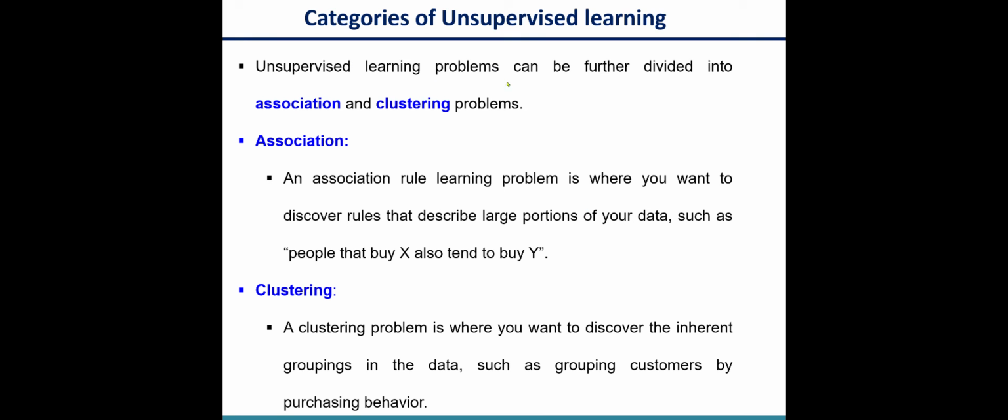So unsupervised learning problems can be further divided into association and clustering. Association rule learning is a problem where you want to discover rules that describe a large portion of your data, such as people that buy X also tend to buy Y. Clustering problem is where you want to discover the inherent grouping in the data, such as grouping customers by purchasing behavior.